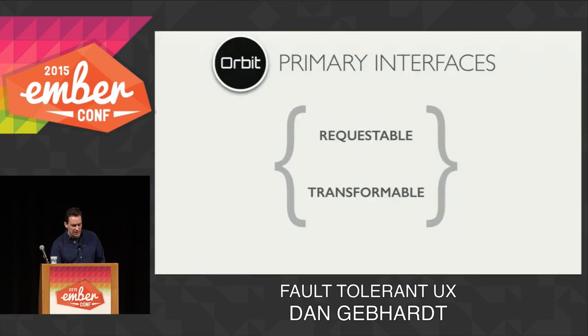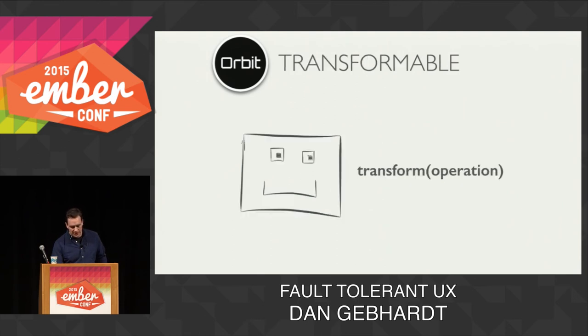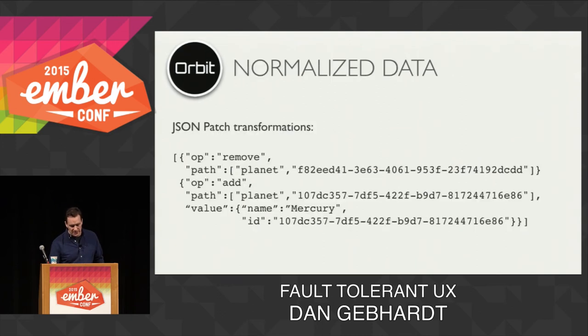Orbit has a couple primary interfaces. One is requestable and one is transformable. Any source can implement one or both of these. The requestable interface is developer friendly. It provides find methods and CRUD methods as well. The transformable interface provides a single method, transform, which takes an operation. And that operation is JSON patch data. That's the form of normalized data that I arrived at.